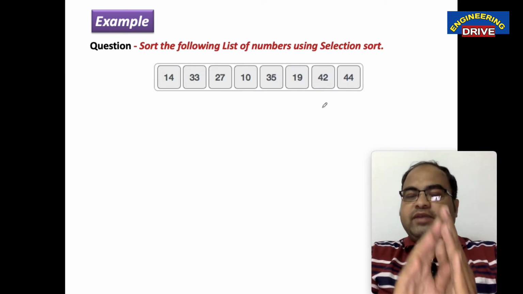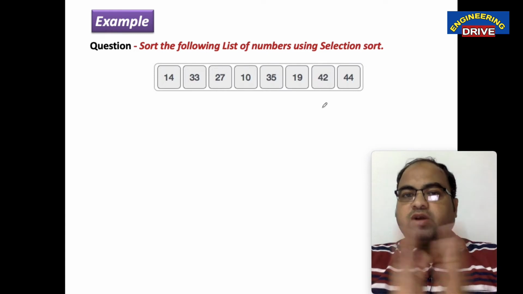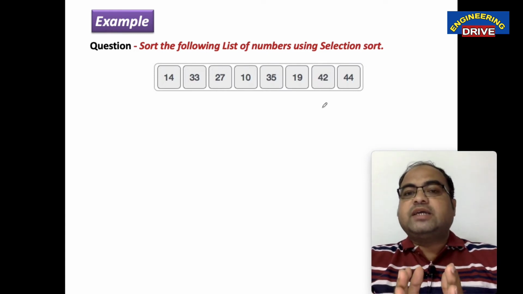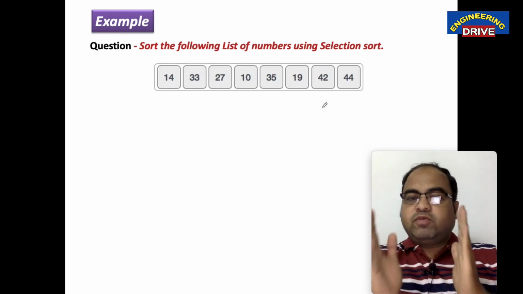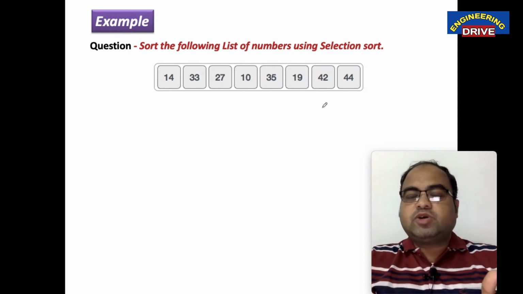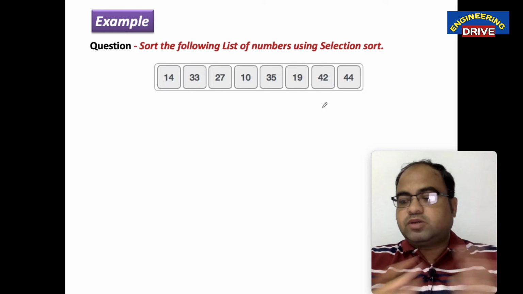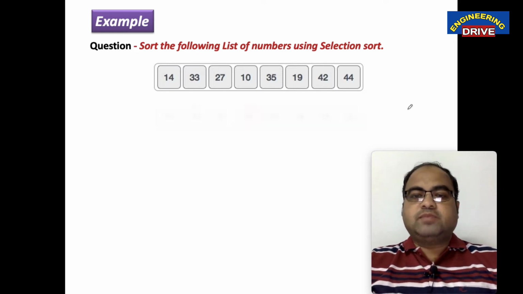Now, can we consider this as a sorted array or unsorted array? Tell me. Yes, it will be considered as an unsorted array. Now, the unsorted array is ready. Now, what we need to do? We need to sort this unsorted array by using selection sort. Now, let me start this example.